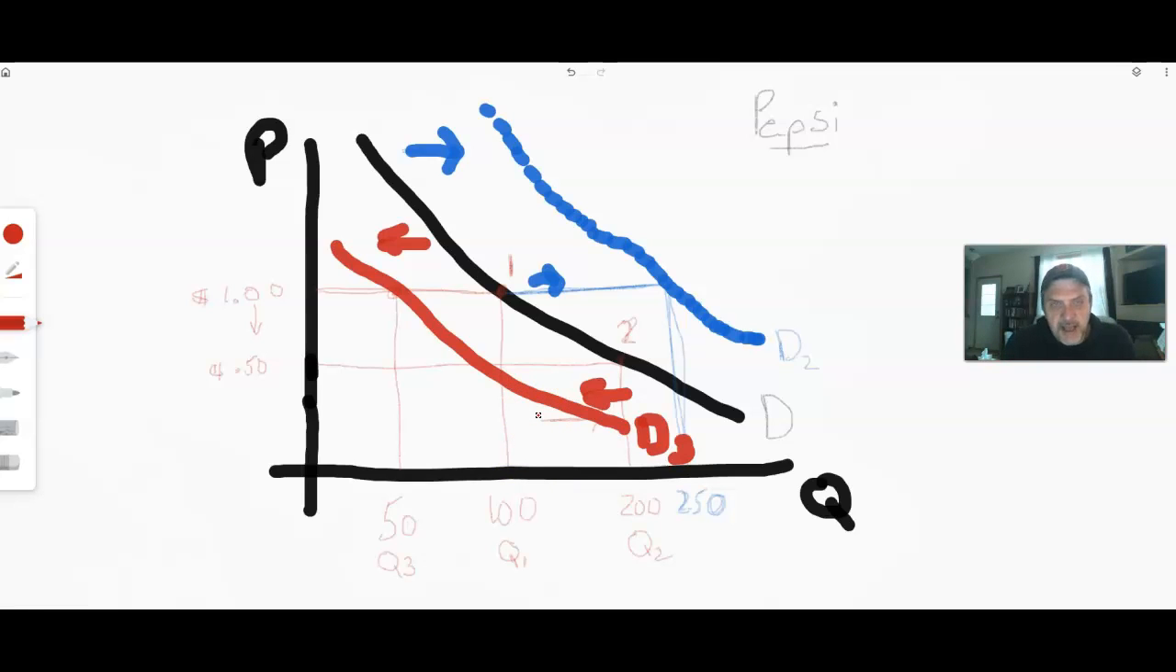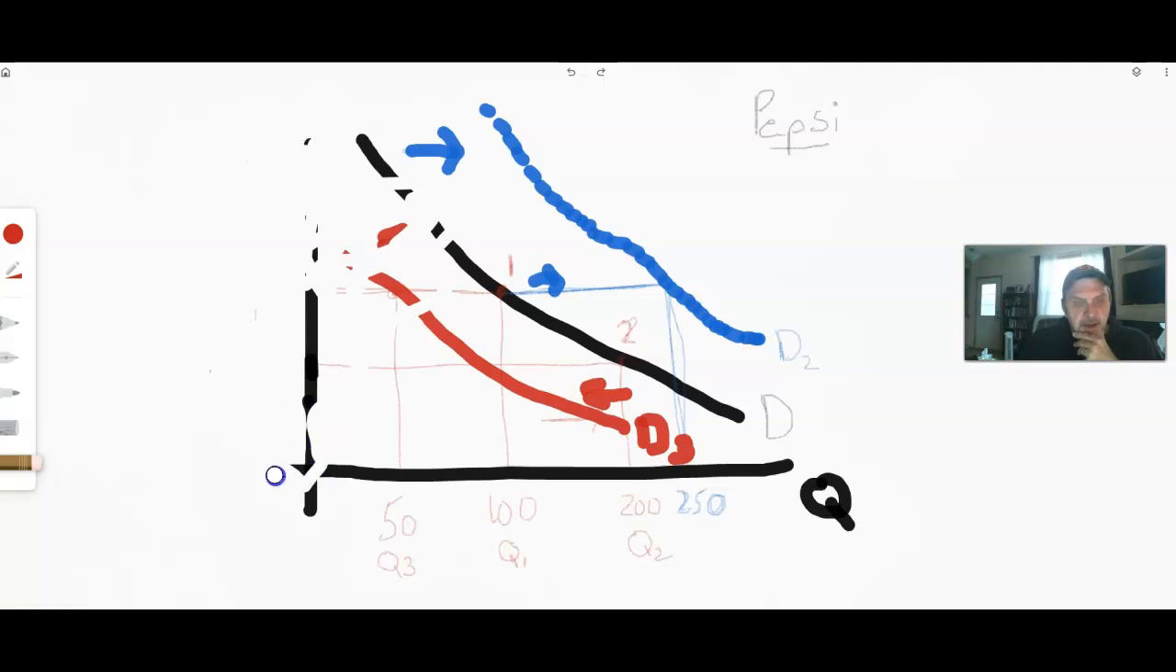Something other than the price has changed the demand for Pepsi. That is arguably the most important concept you need to know when it comes to supply and demand. You need to know the difference between a change in demand versus a change in quantity demanded. All right. So now let me erase this, and we'll deal with supply. All right. And the same concept applies with supply.